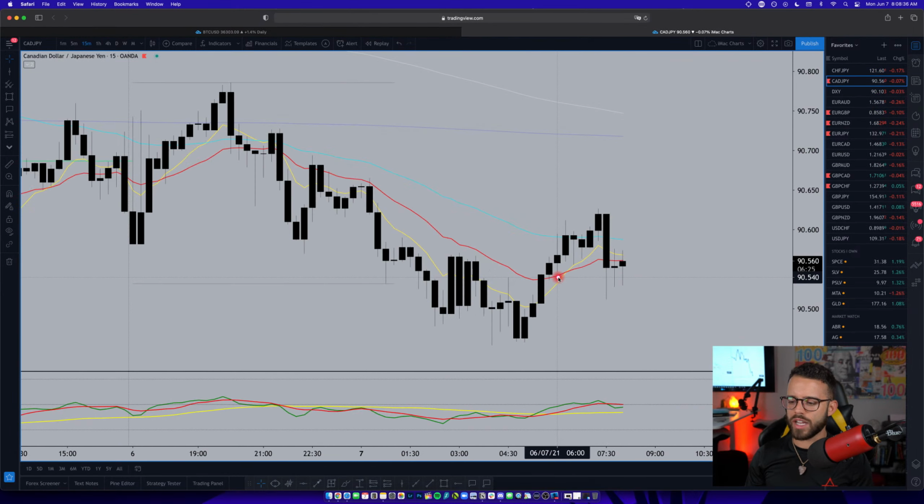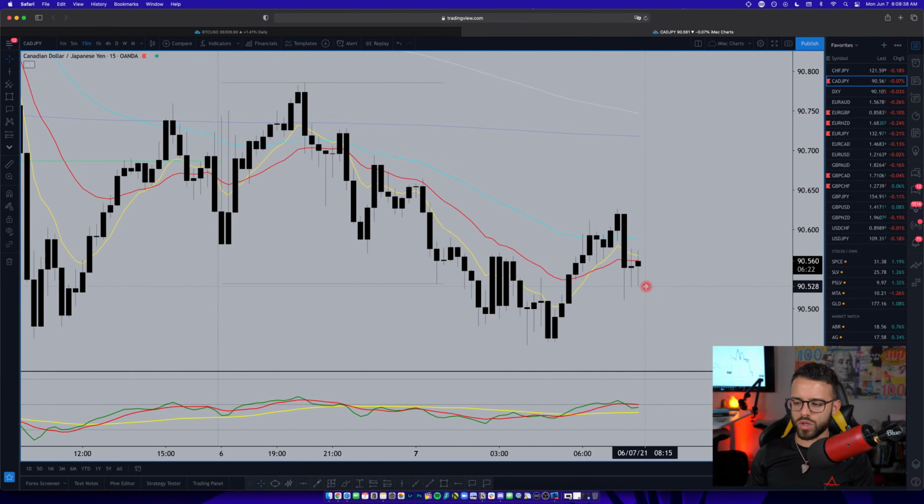And then CAD JPY has been something that you could be looking for shorts on today. I'm not in love with it, and I'll explain why in a second. We're going to go through the whole list here.